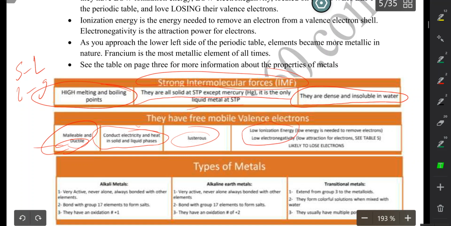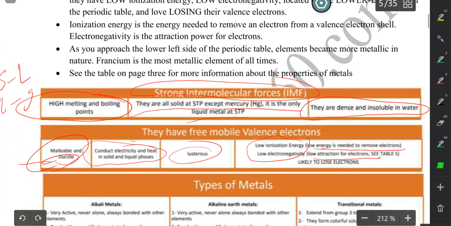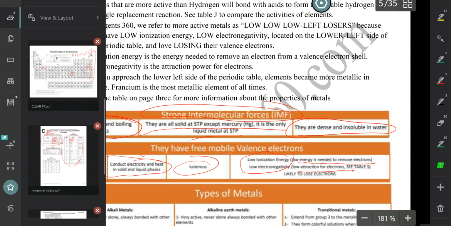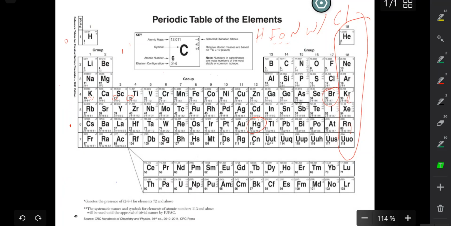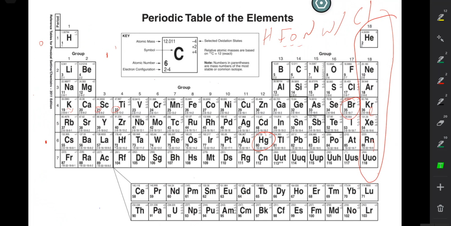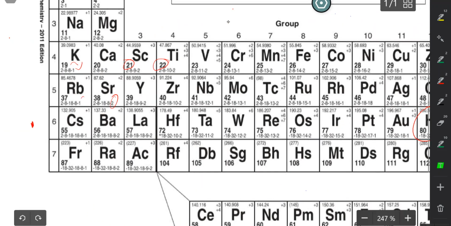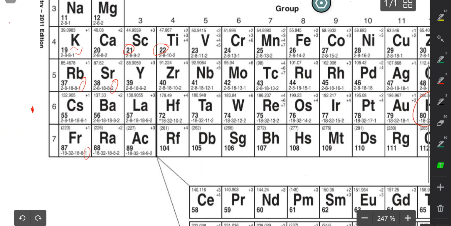They have low ionization energy and low electronegativity. Ionization energy is the energy needed to remove electrons, while electronegativity is the attraction of electrons. We didn't specifically talk about this, but let me discuss what ionization energy and electronegativity are. We talked about how metals like to lose electrons because they only have one or very few valence electrons. So they like to lose those to achieve chemical stability. The energy needed to remove those valence electrons is very low. Hence why metals have low ionization energy.